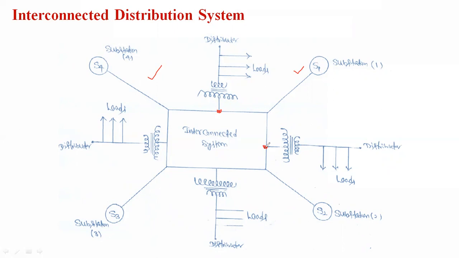Compared to the radial and ring distribution systems, there are more advantages in the interconnected distribution. In the radial distribution system, only a single distributor is there, but in the ring distribution system, n number of distributors, only a few substations are connected. But in the interconnected distribution system, n number of substations are connected at a single point, and n number of distributors from a single point. These are the major advantages of the interconnected distribution system.